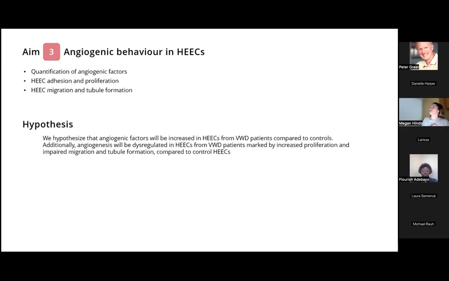And then just briefly for aim 3, which is going to be the same thing. Nothing's been done for this aim yet, but I'll mention it because it's going to be the quantification of angiogenic factors, the same thing as with aim 2. These will be stored and secreted by HEECs, and it will also be studied in the peripheral blood and menstrual blood of VWD patients compared to controls. And we'll also perform adhesion and proliferation assays on these cells to see if cells from patients with VWD have altered angiogenic potential. And we, of course, hypothesize that there will be some kind of dysregulation with the angiogenesis in VWD patients compared to normal controls.